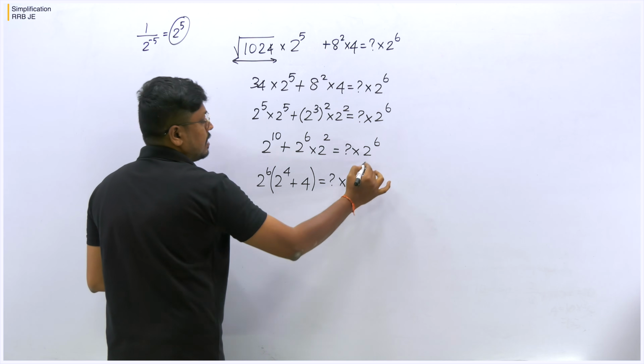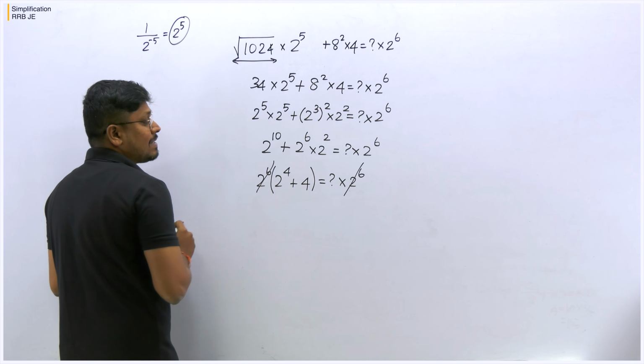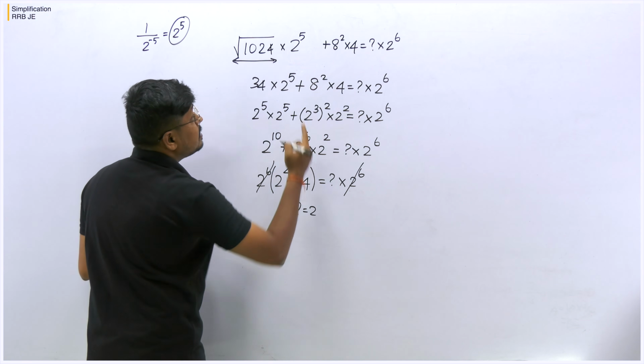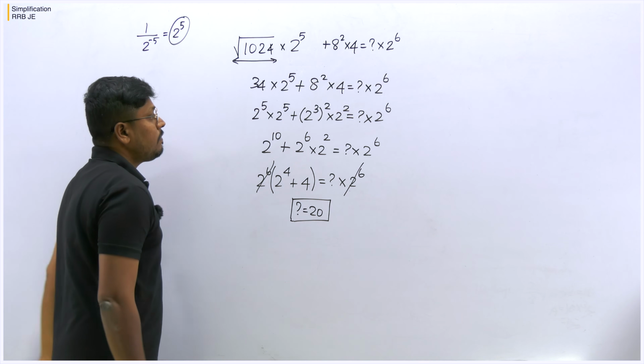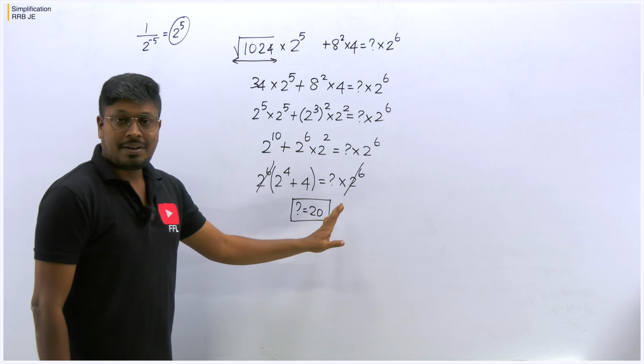So this becomes 2 power 4, and this becomes 2 square, which will be 4, is equal to question mark into 2 power 6. So 2 power 6 we can cancel. 2 power 4 will be 16, and 16 plus 4 will be 20. Finally, they are asking what is the value of the question mark. So the question mark is equal to 20, which will be the answer for this question, right? Easy or not? Very easy.